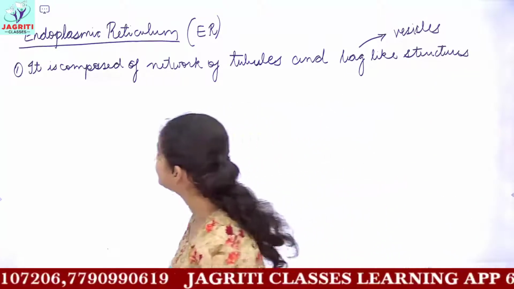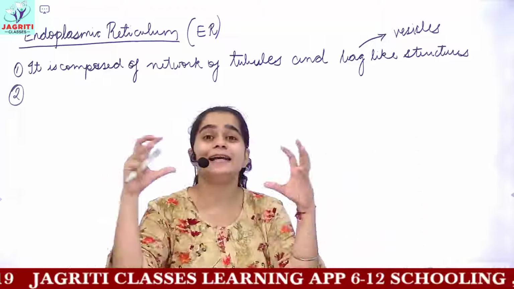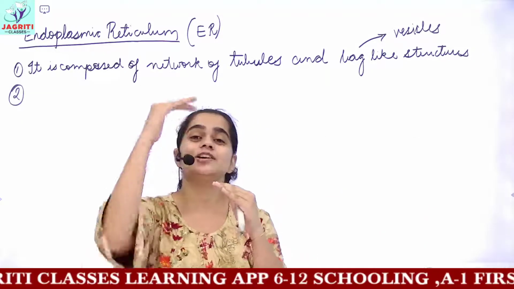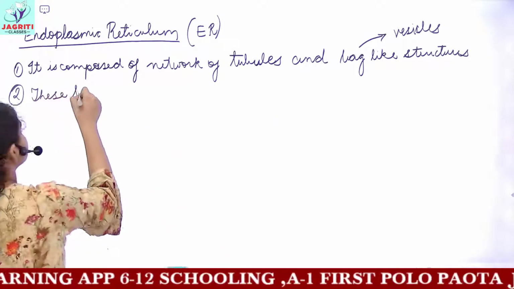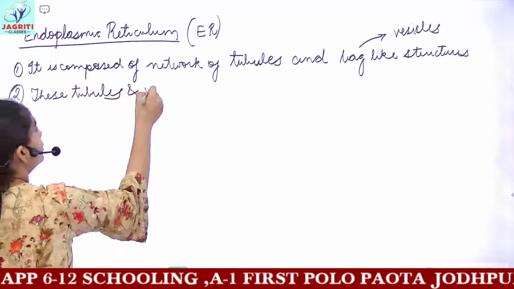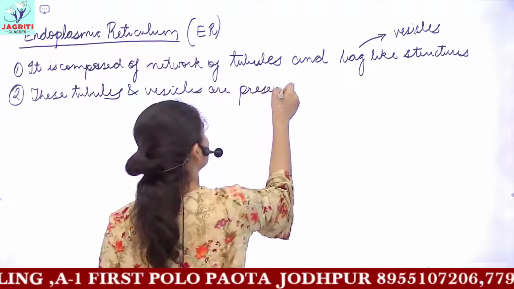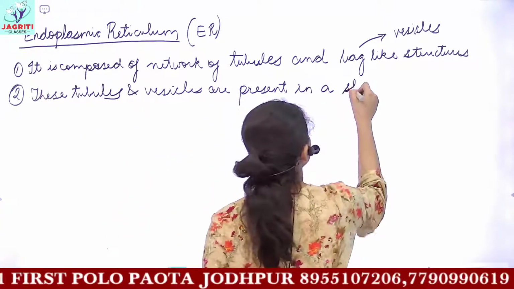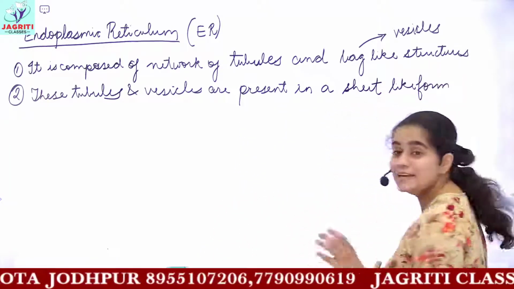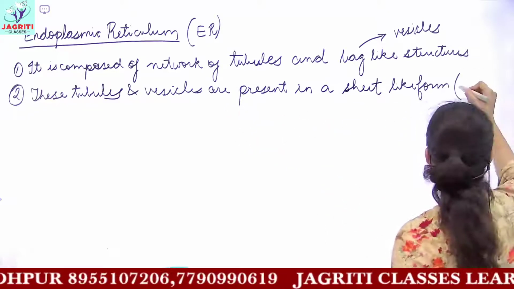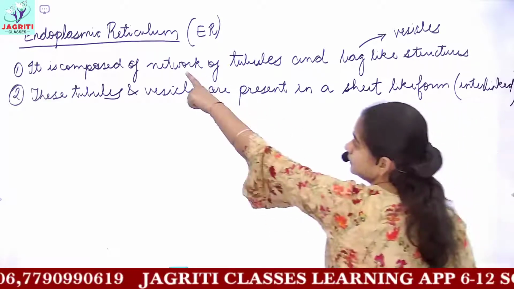Then what you have next is that all these tubules and bag-like structures are interlinked with each other, okay? They are arranged in a sheet-like form. So these tubules and vesicles are present in a sheet-like form, that is, they all are interconnected with each other. You can write these tubules and vesicles are interlinked to each other, so they form a network-like structure.